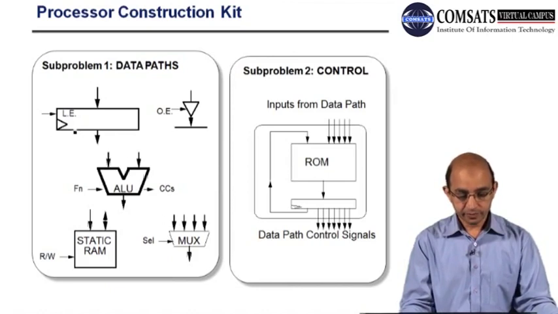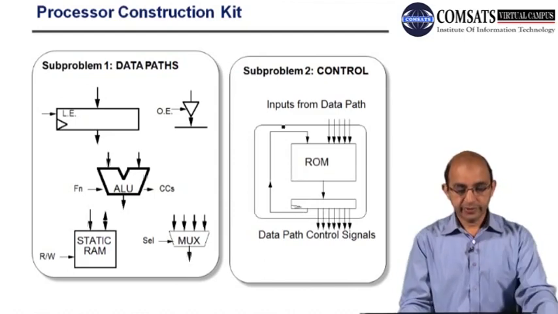Here we have different units: the ALU, and this one is for carries. Here we have the RAM, and this is the multiplexer, and for the control we have ROM. So this is a sort of construction kit.